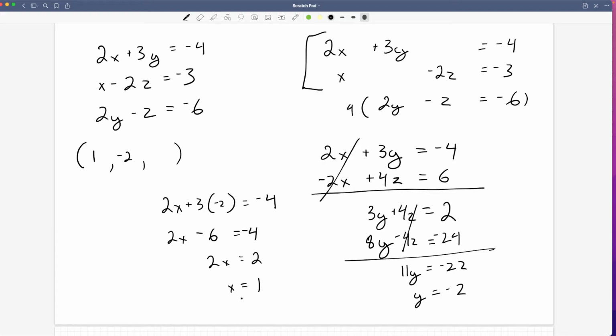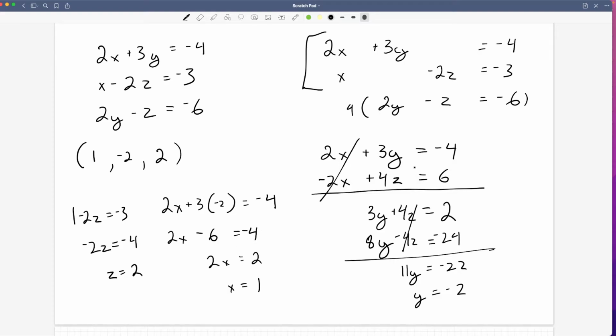Now I can take this x value and put it into this equation and solve for z. So I'm going to say 1 minus 2z equals -3. Subtract 1 from both sides. -2z is equal to -4. Divide both sides by -2. z is equal to +2. And there's my z value.